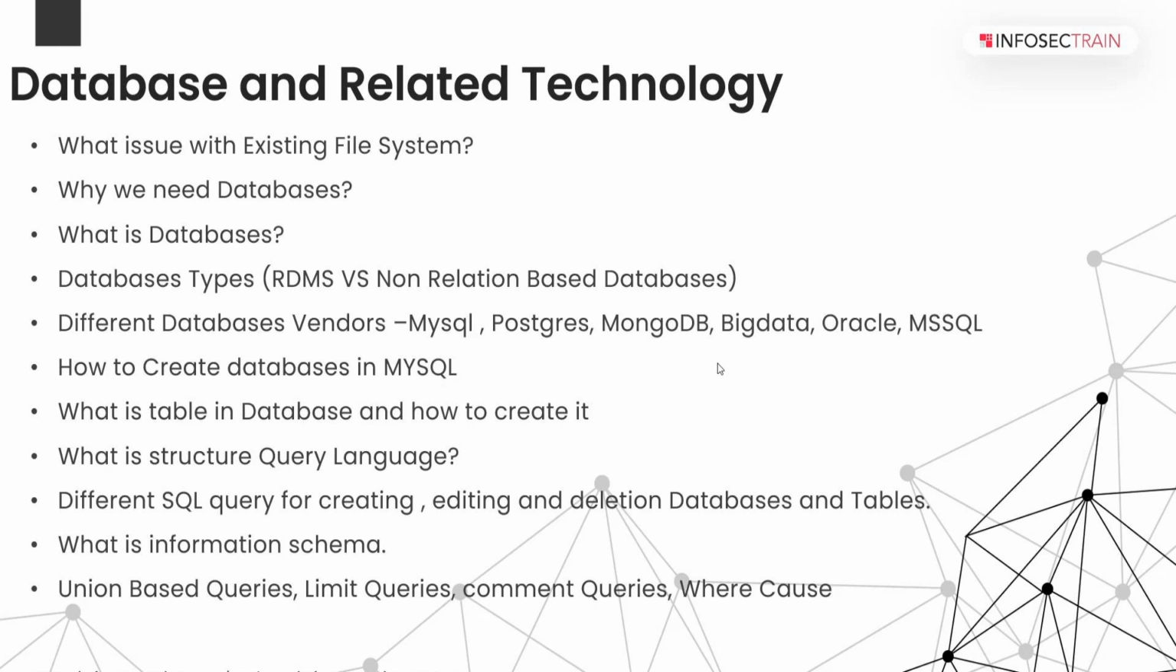One is like your RDBMS databases, and then non-relational databases. RDBMS means relation-based database. So if we have a table, and that table contains name, age, so that is a relation, right? It shows some kind of relation of age, name, parentage, address, right?